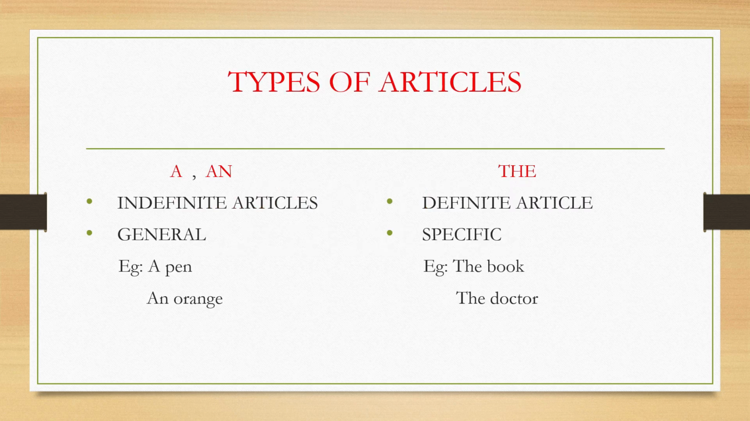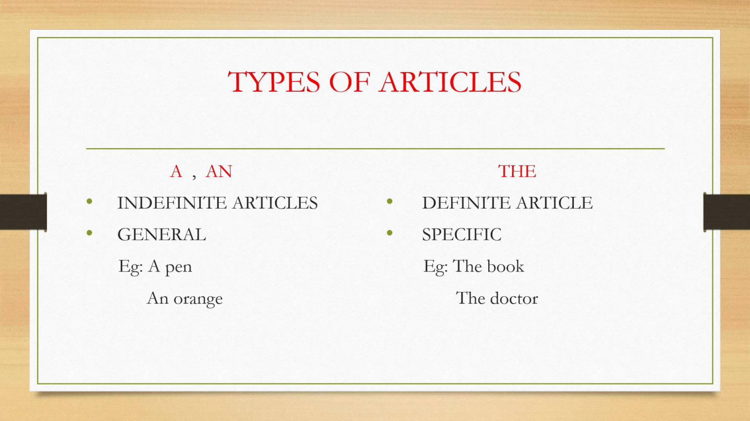Types of articles. A and an are called indefinite articles, and they are used for general references. For example, a pen. It can be any pen, not a specific one. An orange. It can be any orange. Any orange can be taken from a group of oranges.